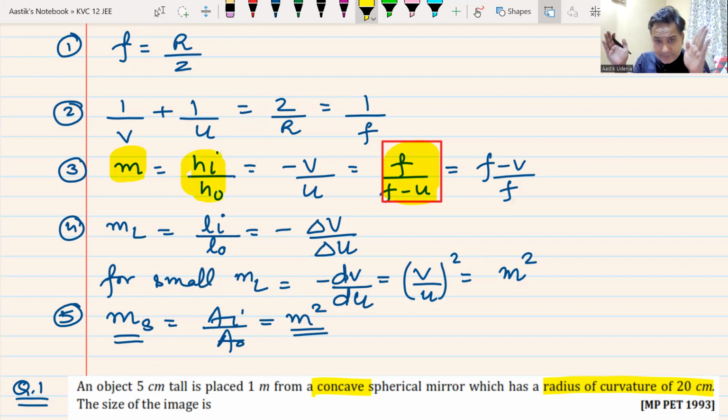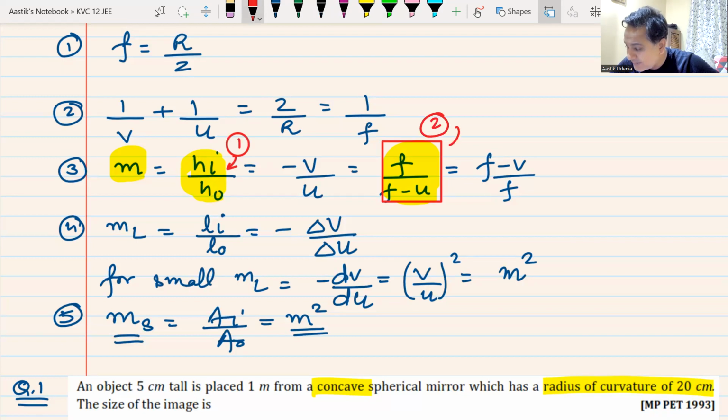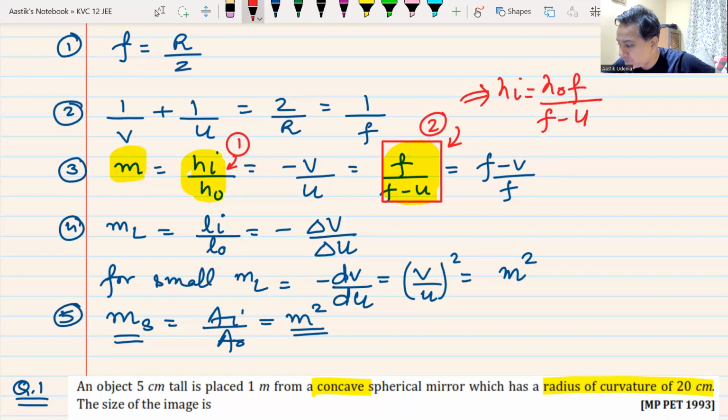So if I combine this number 1 with number 2, and how do I get these ideas? Well, you will get these ideas when you solve a lot of questions. You combine step number 1 and step number 2. I can straight away write, my dear friends, height of the image, and I will remember it forever. Height of the image is height of the object into f divided by f minus u.